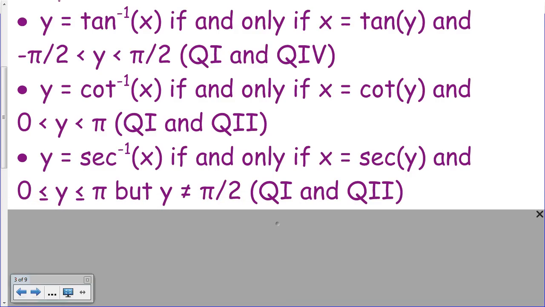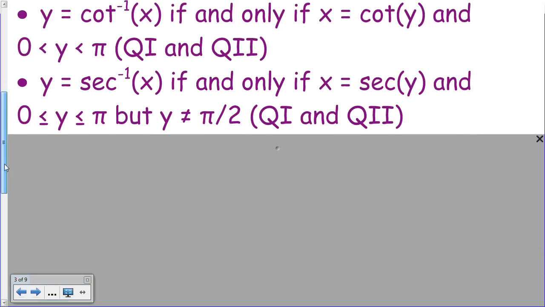Here's secant inverse. Y equals secant inverse of x if and only if x equals secant of y. And that, again, is defined on the range from 0 to pi, including the endpoints here, but not including pi over 2. And so that turns out to be quadrants 1 and 2.